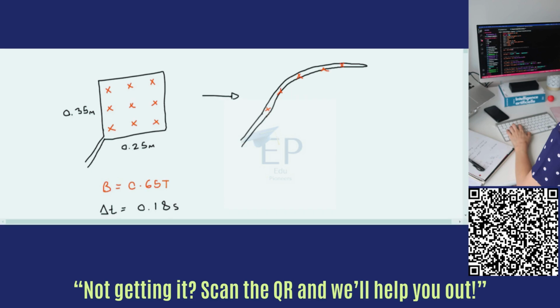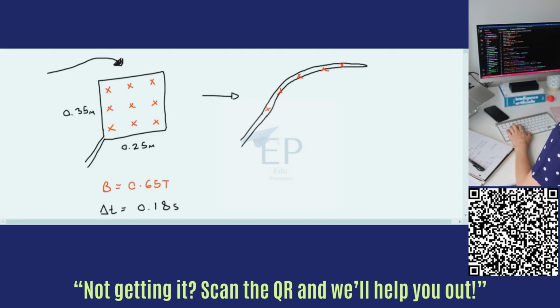In this example, we're going to figure out what the induced EMF is in this loop of wire here in a constant uniform magnetic field. We take it from this square loop configuration and squish it down to where it looks something like this, where basically we've gotten rid of all the area in our loop.